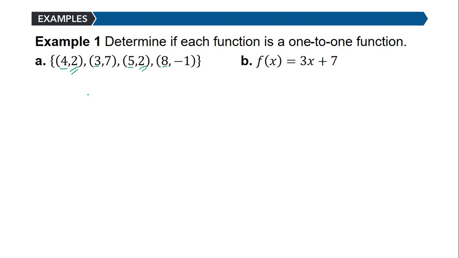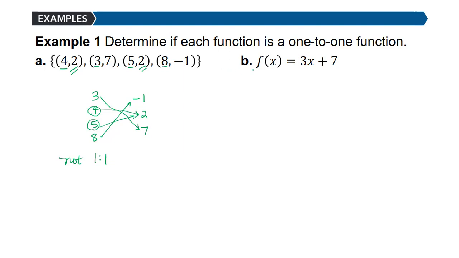4 corresponds to 2 and 5 corresponds to 2. And if we wanted to do a mapping, like if I listed the x values in order from smallest to largest, so 3, 4, 5, and 8, and my y values, which are -1, 2, and 7, I notice that 3 corresponds to 7, 4 corresponds to 2, 5 corresponds to 2, and 8 corresponds to -1. So we see these values of 4 and 5 that have the same output value, which means that this is not a one-to-one function.